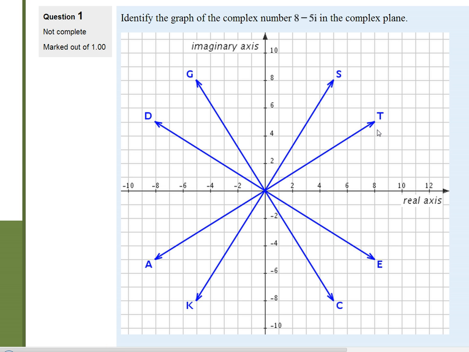Because the coordinates of a complex number in the complex plane are just the ordered pair A, B, right? So A is 8, B is -5. So we would just go over 8, down 5, so it's E, isn't it? That's it, right? So it's E, that's all they want you to do here. Okay, but there's some other questions.